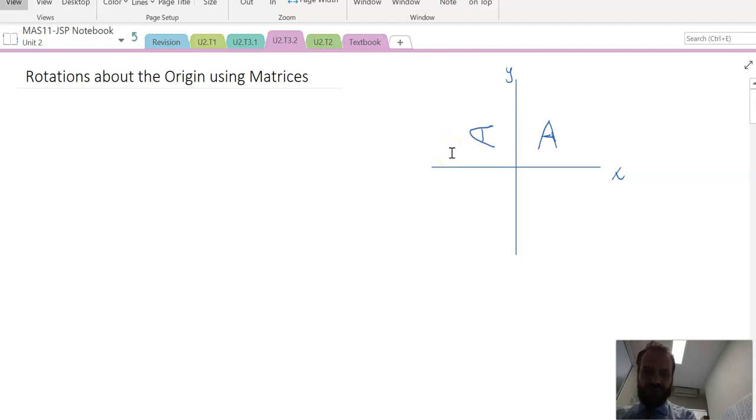Every point has been taken and rotated by a quarter turn compared to the origin. Okay, so there's a wheel at the origin with the axis at the origin, and it's spinning around that origin. Okay, it's easier to show you using GeoGebra.